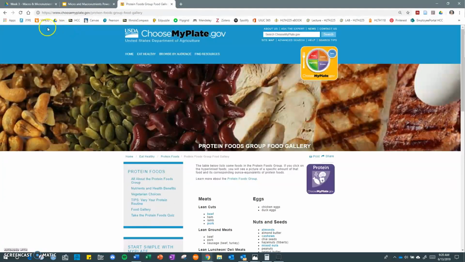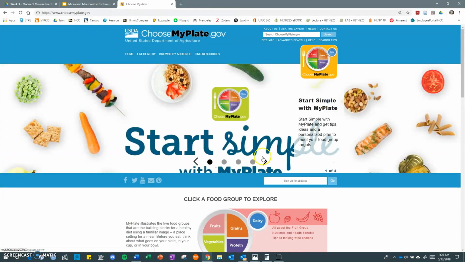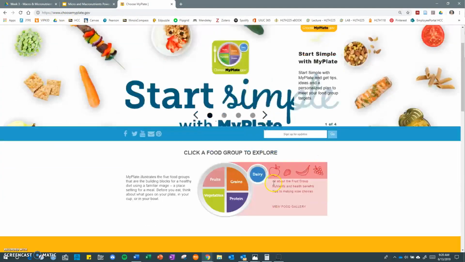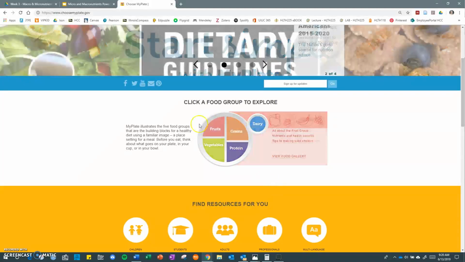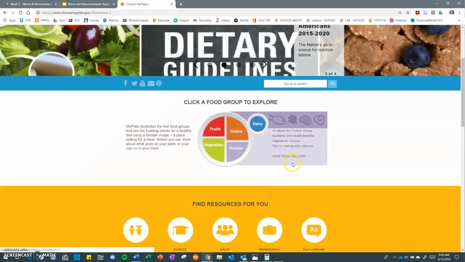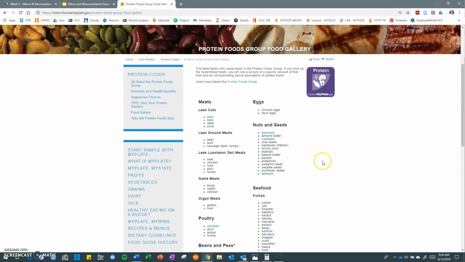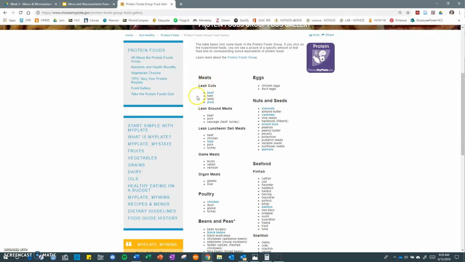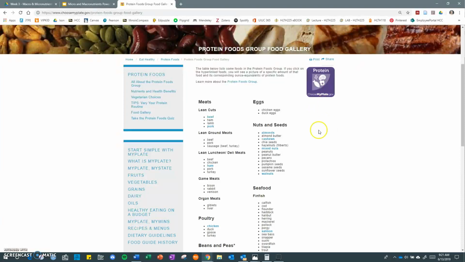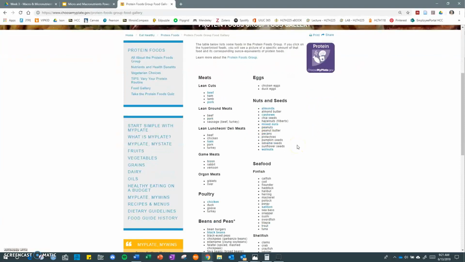choosemyplate.gov website. So when I go to the home, choosemyplate.gov, I scroll down and I see this interactive plate. I'm going to click on protein, view food gallery, and we see a nifty tool that will help us with our grocery list activity on our worksheet this week, where we're going to create a grocery list that incorporates all 5 food groups. So here's a big list of different foods that are recommended for the protein category.